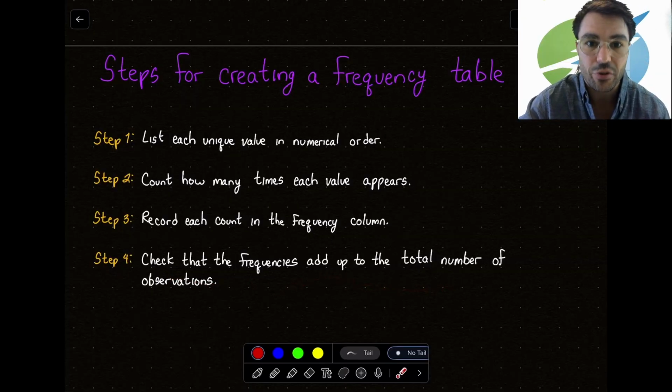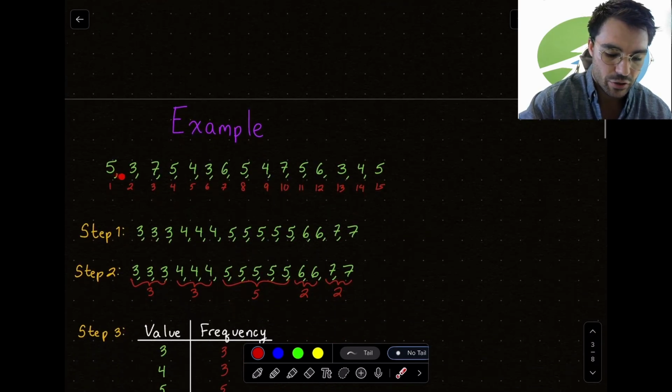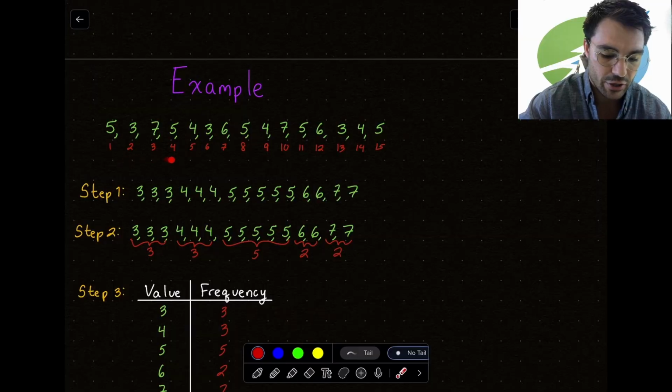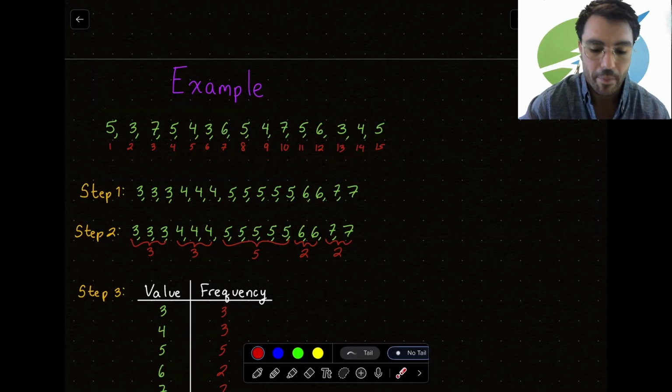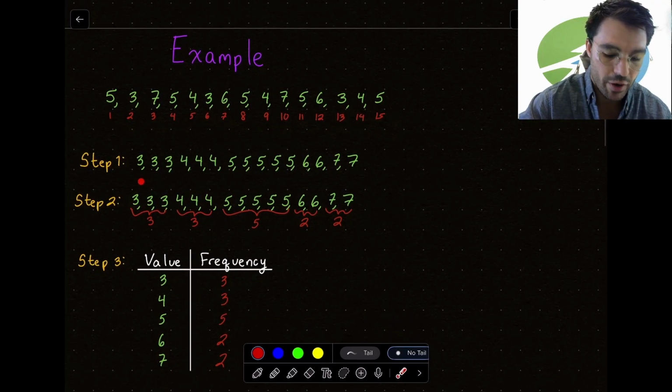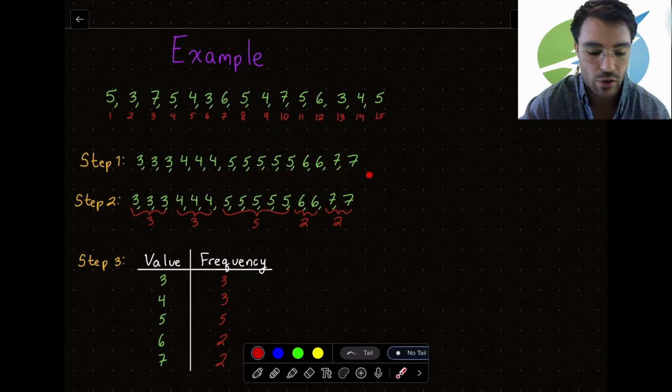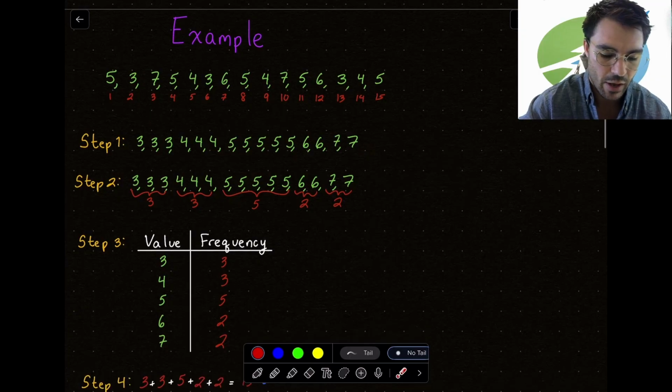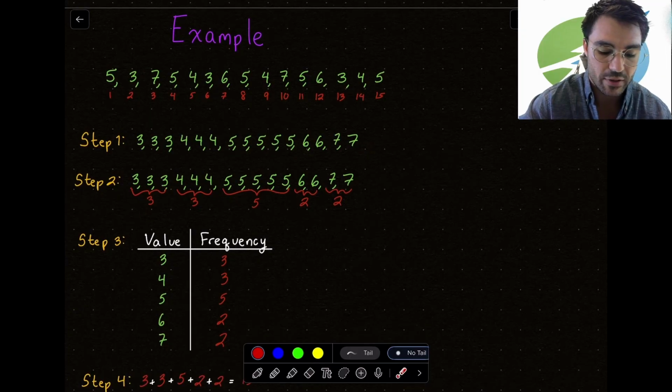Okay, let's do an example. Here we are. So here we have our observations. Below in red, you can see I just numbered how many we have, and we have 15 in total. Okay. So step one, we're going to list them in ascending order. We should always do this with our data. Step two, we count how many of each observation we notice. We have three threes, three fours, five fives, two sixes, and two sevens.